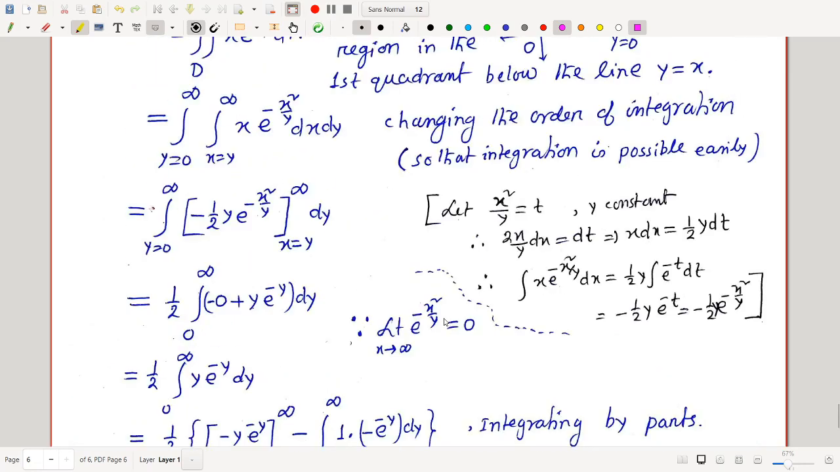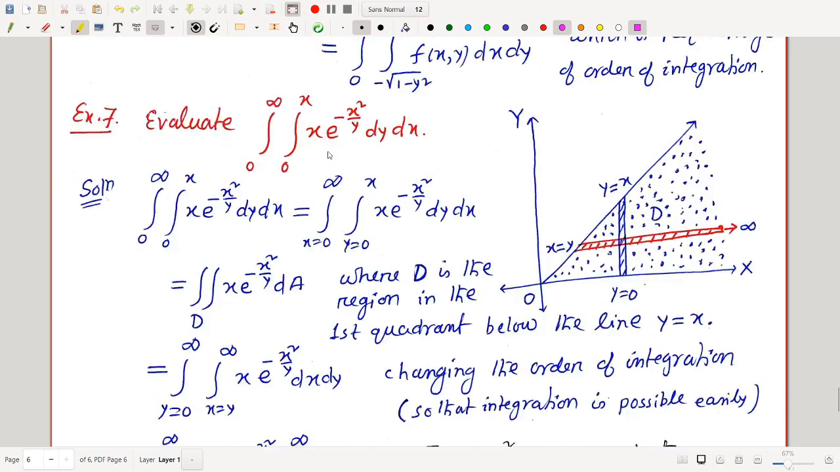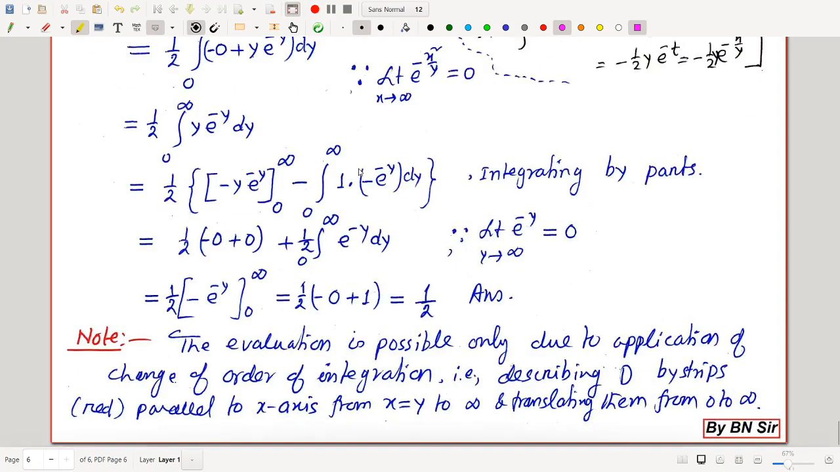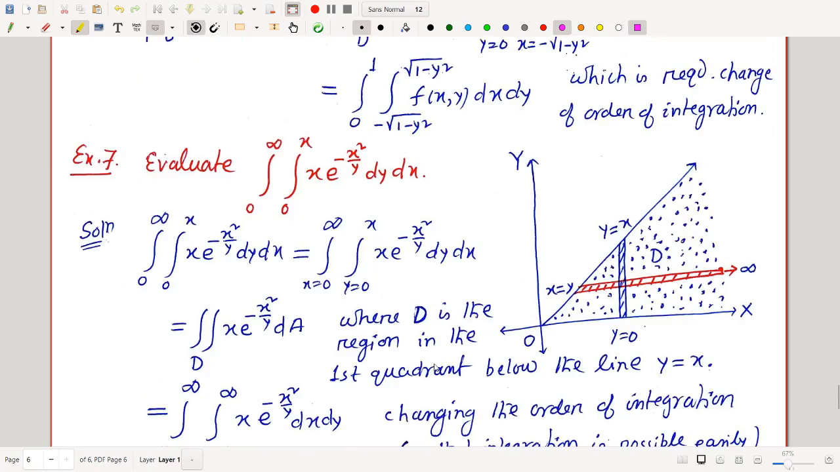See, we are successful in finding this repeated integral by changing the order of integration. That is the utility. Okay, so the evaluation is possible only due to the application of change of order of integration, that is describing D by strips parallel to the x-axis. In the figure it was from x equal to y to infinity and translating them from 0 to infinity. So this is the utility of change of order of integration.